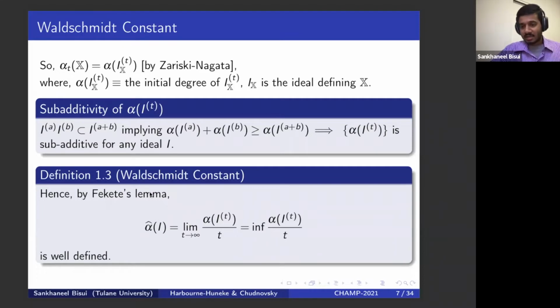Now, since this is subadditive, by Fekete's lemma we know the ratio of the initial degree of the t-th symbolic power over t has a limit, which is the same as the infimum of the ratio. This number is denoted by alpha hat, and sometimes also denoted by gamma, and it is known as the Waldschmidt constant of the ideal I.